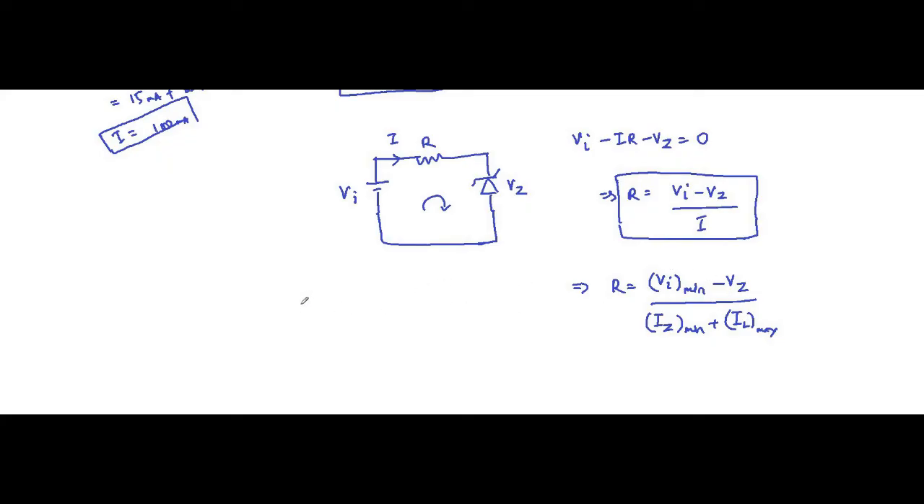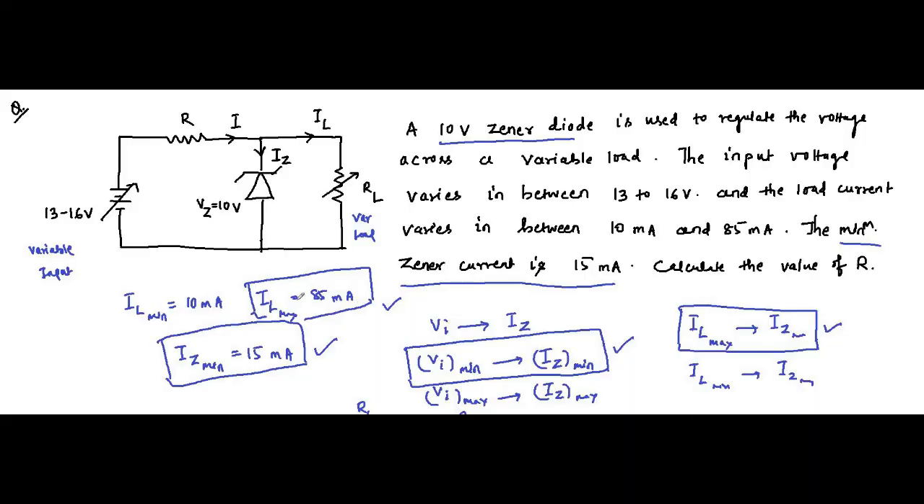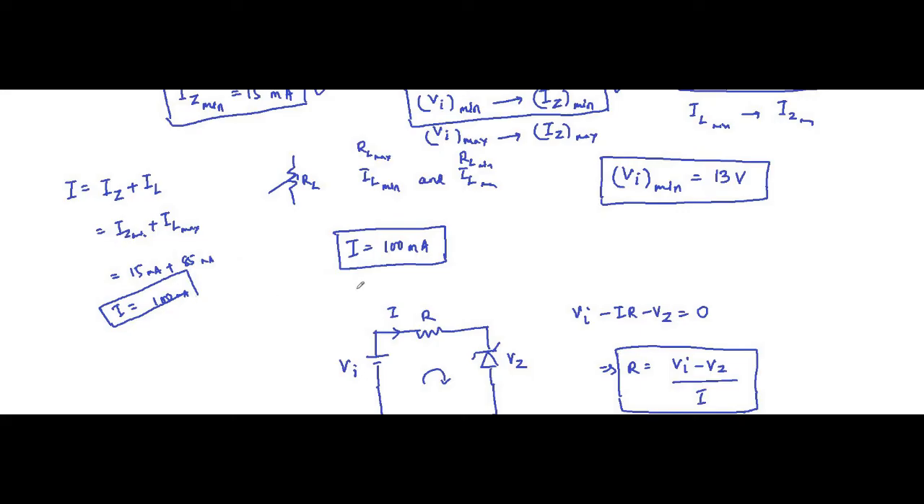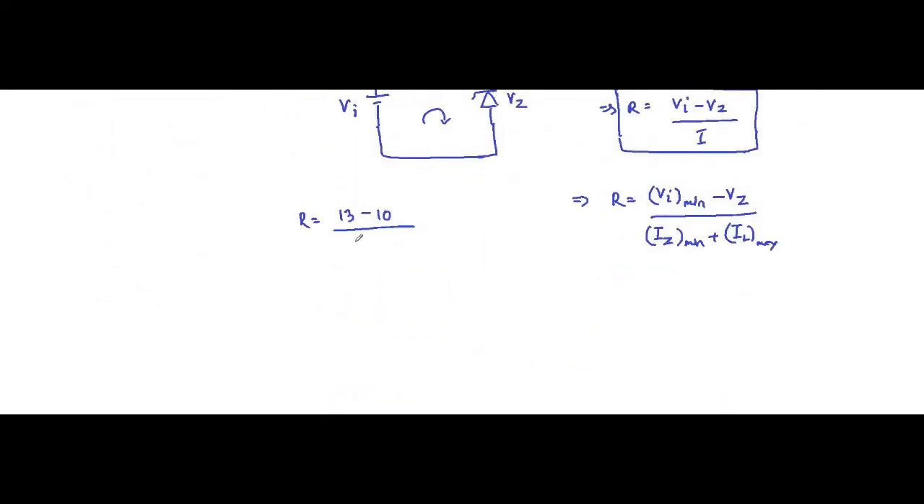So when we put the respective values, we get R is equal to 13 minus the Zener voltage, which is 10, divided by what we calculated, Iz min plus IL max, which is 100 milliampere. This is in volt, this is in milliampere. So we get 3 by 100 milliampere, which is equal to 30 ohms. R is equal to 30 ohm.